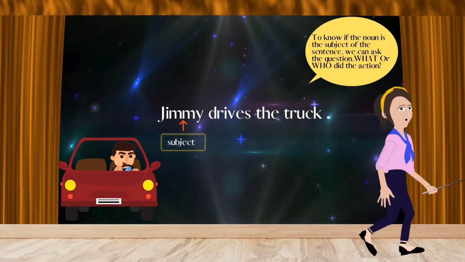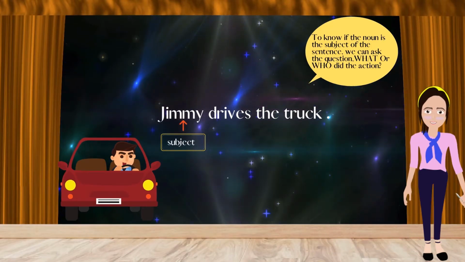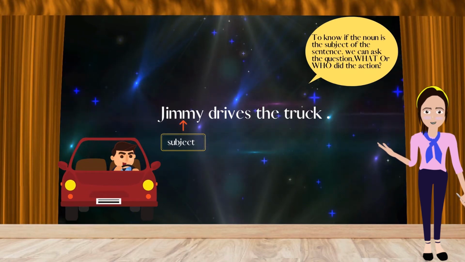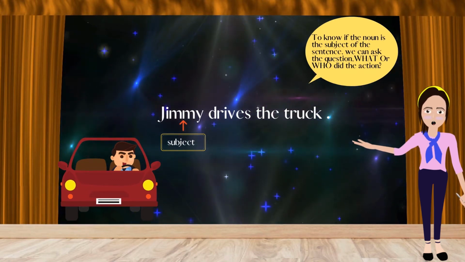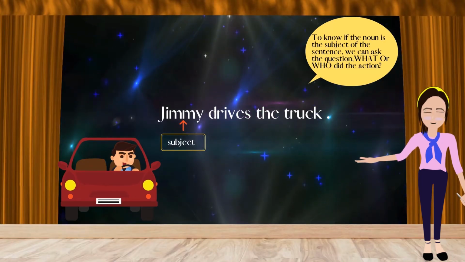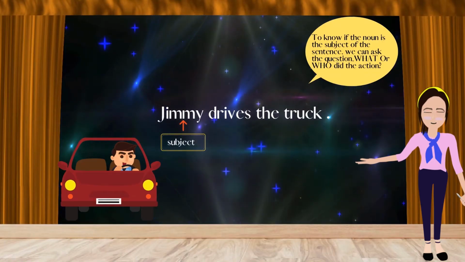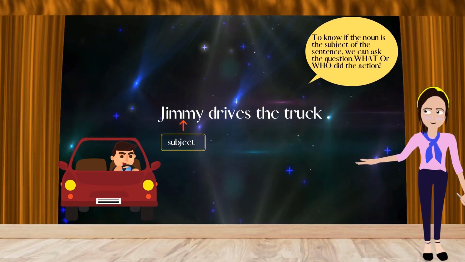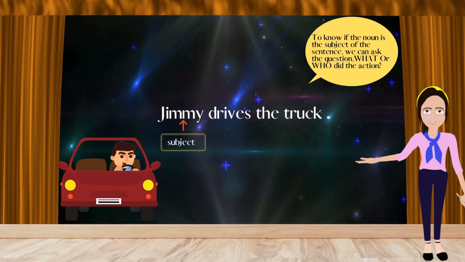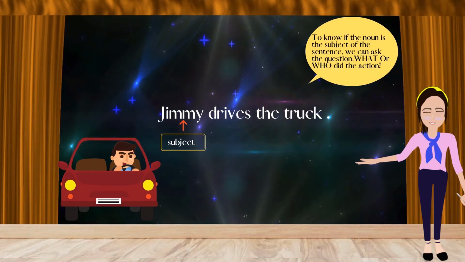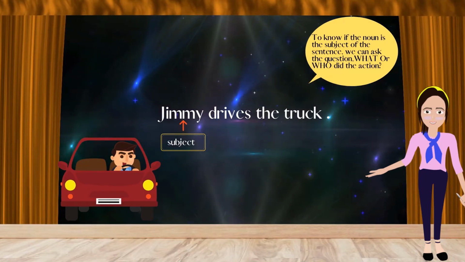Here is another example. Jimmy drives the truck. In the sentence, we can find two nouns, Jimmy and the truck. In order to know which functions as the subject of the sentence, we can ask who or what did the action. Jimmy is the one doing the action. So, the subject of the sentence is Jimmy.